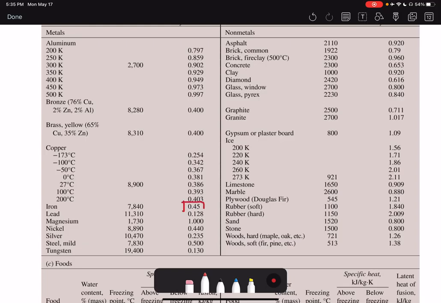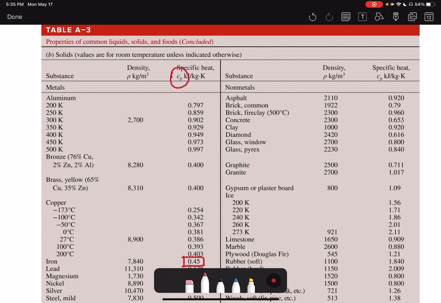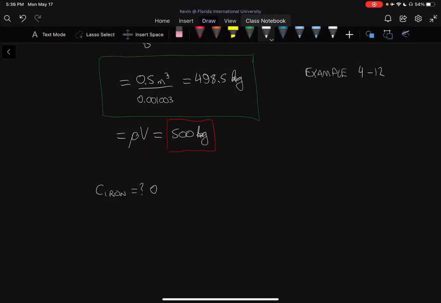which is right here. And if you look, the book uses CP. Whenever you have a solid or liquid, the book will always use CP, but we remember that CP is equal to CV for a solid or liquid. And in our case, we're going to call that just C. So C is going to be equal to 0.45 kilojoules per kilogram Kelvin.